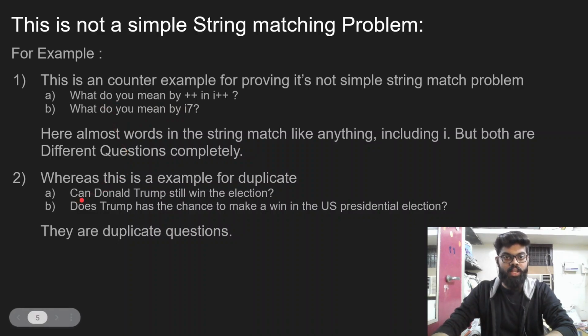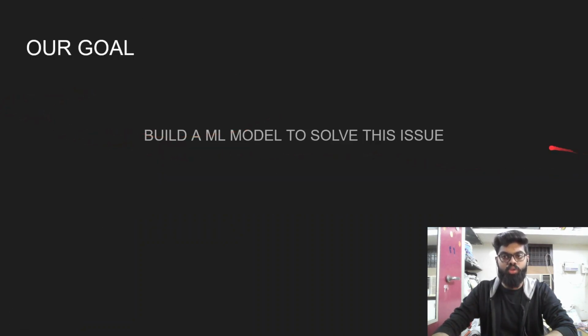Whereas if you see these two questions: can Donald Trump still win the elections? Does Trump have the chance to win the US presidential election? These two questions look so different, but they are duplicates. So it's not a simple string matching problem. What is our goal? Our goal is to build an ML model to solve this issue.